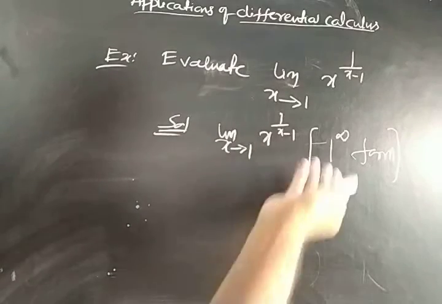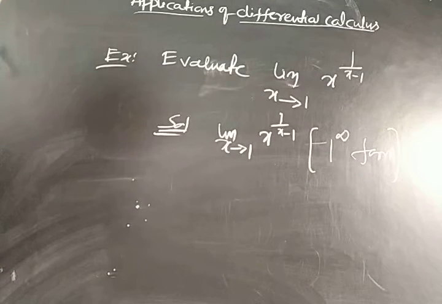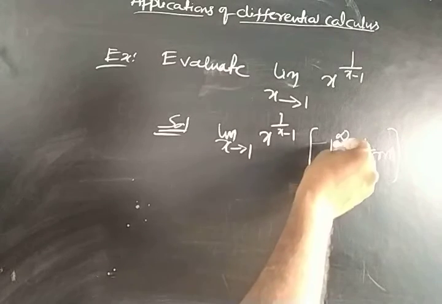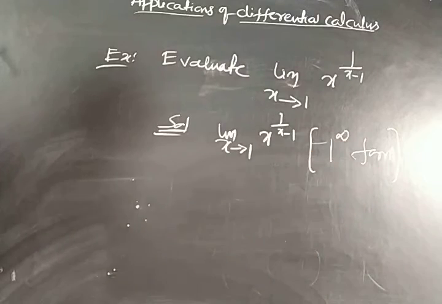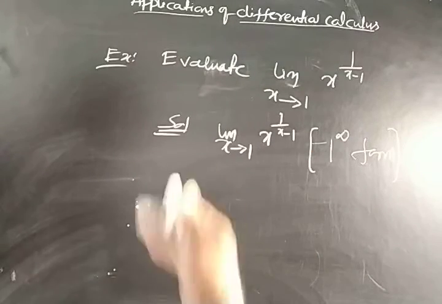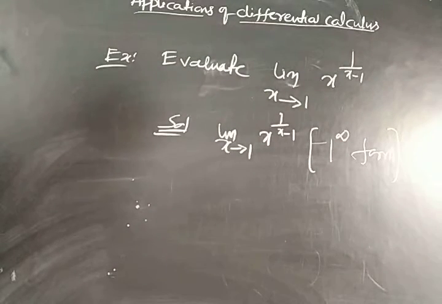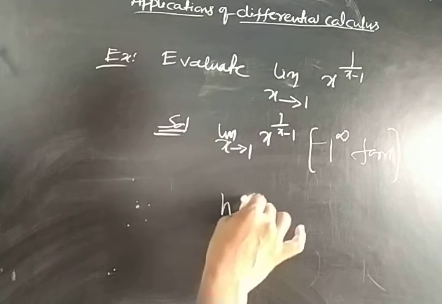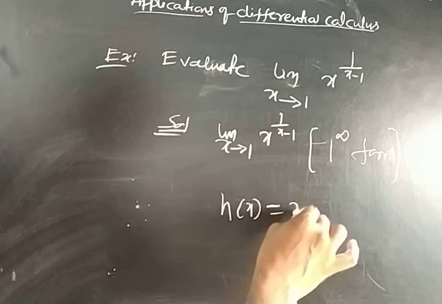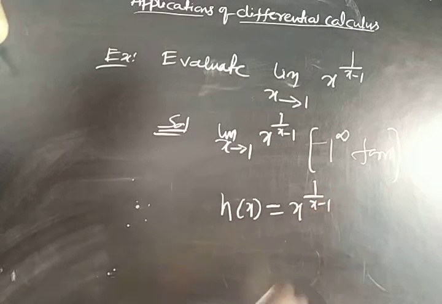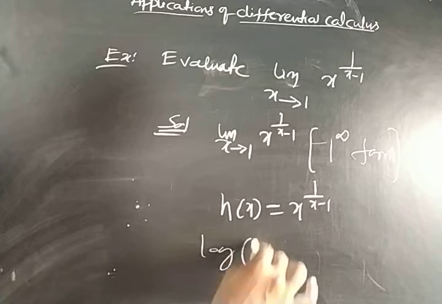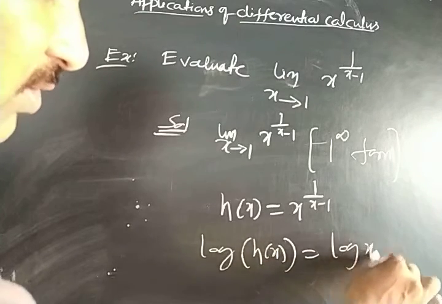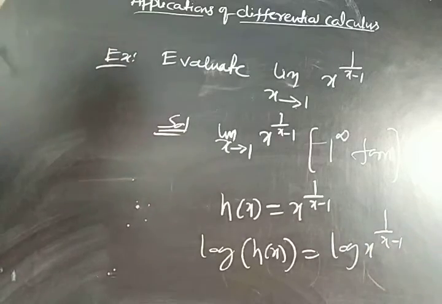which is not in standard form. So we have to convert it to a standard indeterminate form to apply L'Hospital. Here we cannot apply L'Hospital. Why? Because this is an indeterminate form but not in standard form. If it is in standard form, then only we can apply the L'Hospital rule. Okay, so how to solve this? Take the given function h of x equal to x power 1 by x minus 1. Then apply log on both sides. Log h of x is equal to log of x power 1 by x minus 1.